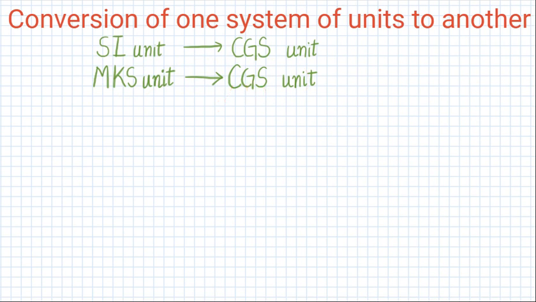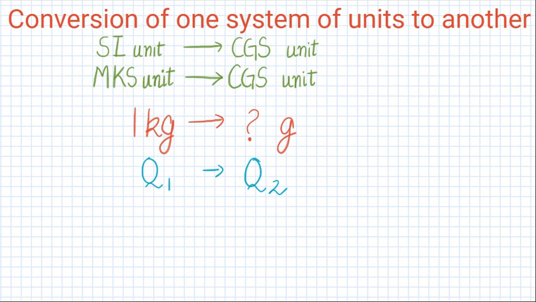Suppose I want to convert 1 kg, which is given in the MKS system, which is also the SI unit. If we want to convert this 1 kg into grams, how will we do it? We can do it using dimensions.